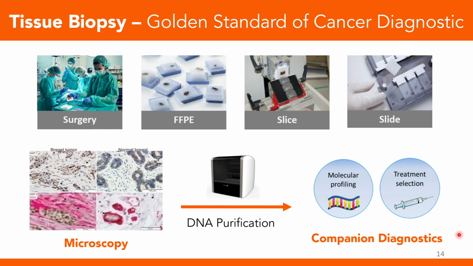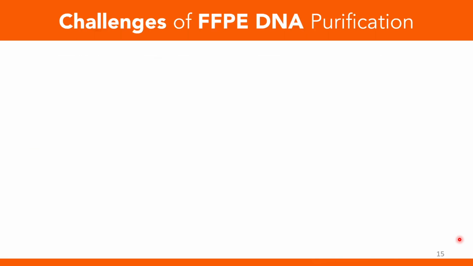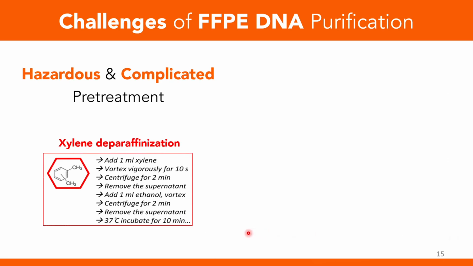to select the proper treatment for the same kind of cancer. There are different subtypes, and for different subtypes, maybe there is a proper treatment for each. So we need to do molecular profiling. And this kind of molecular profiling, we call companion diagnosis. And for companion diagnosis based on FFPE DNA, there are two challenges.